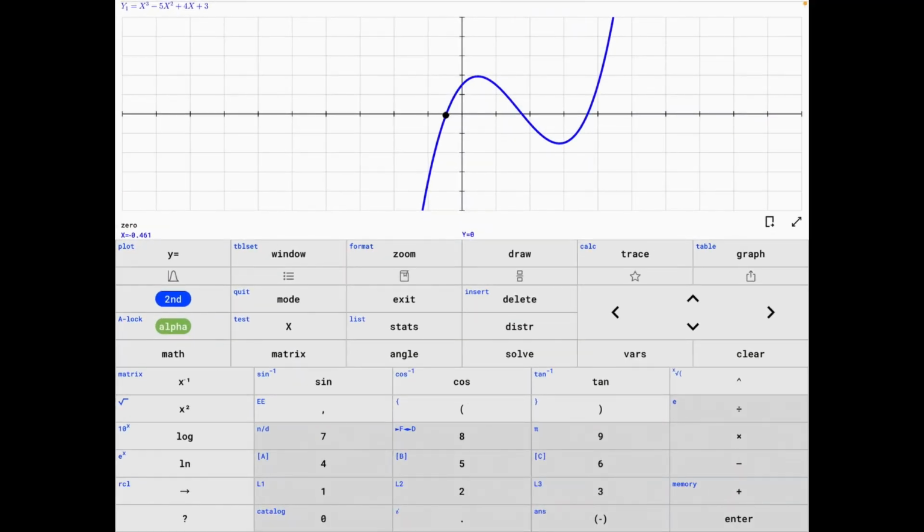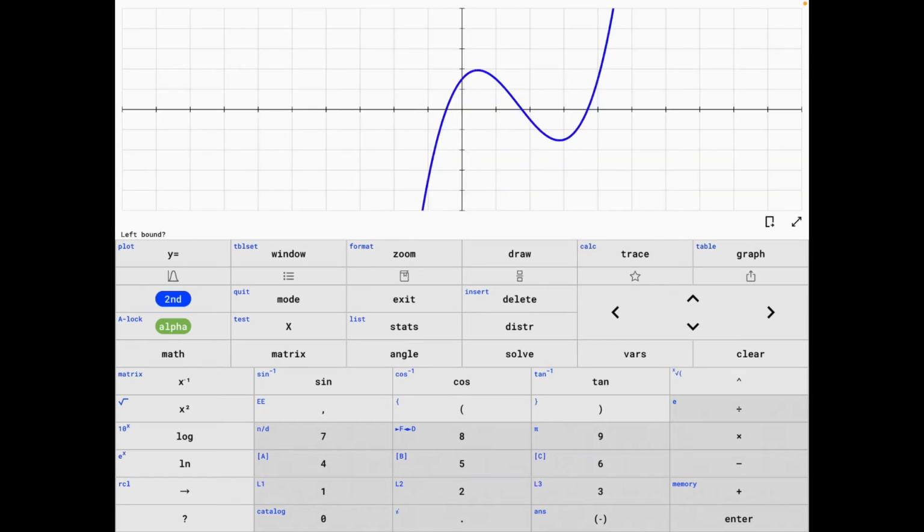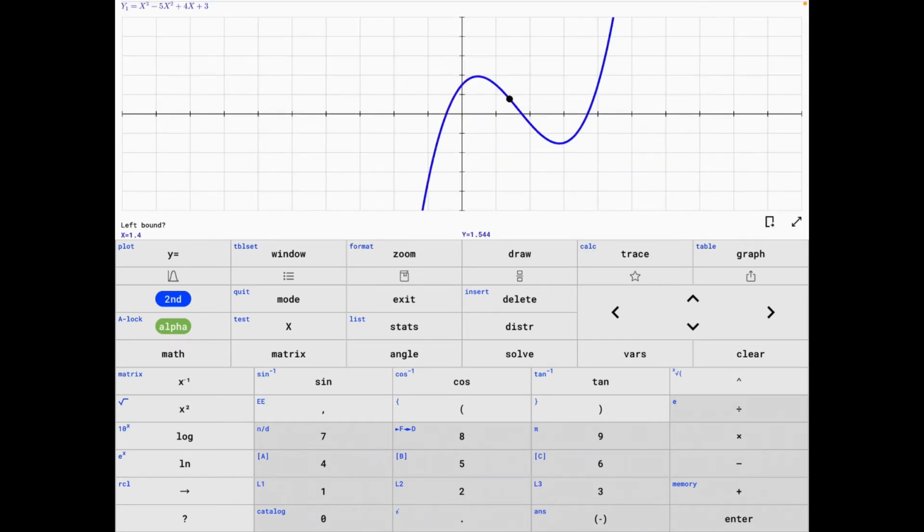So what you should do then is go second calculate again, and go ahead and calculate the next one. Left bound, enter, touch to the right of it, hit enter, and then it should tell you kind of right above the y equals button. And I guess I can do this one too. I'll leave one for you. So left bound, sure. Right bound, to the right, good. So now you can see right above y equals there.